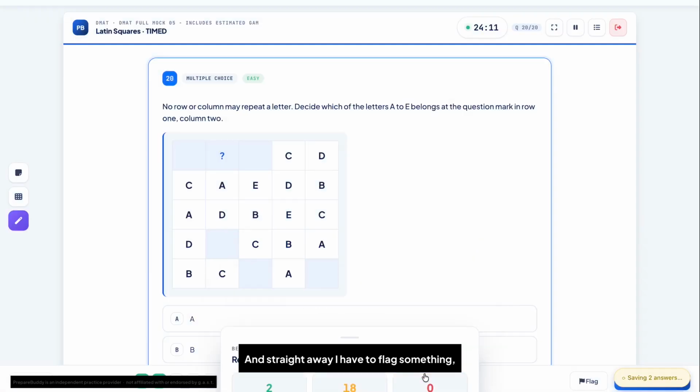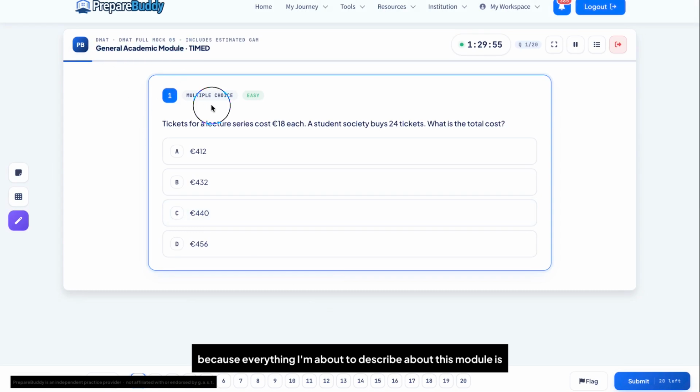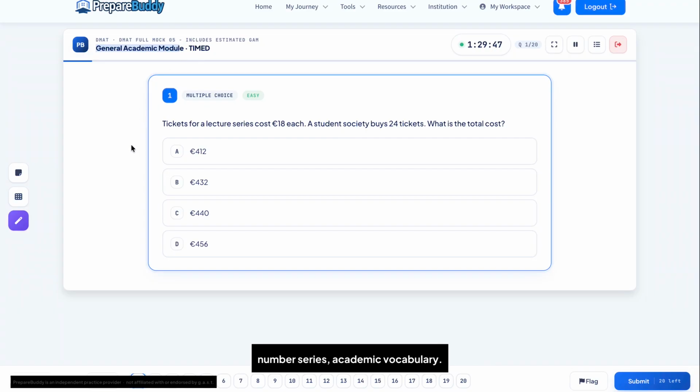And straight away I have to flag something, because everything I'm about to describe about this module is our estimate, not g.a.s.t's specification. 90 minutes, 4 options per question. Quantitative reasoning, data tables, logical reasoning, number series, academic vocabulary. That's PrepareBuddy's reconstruction. It is not published fact.